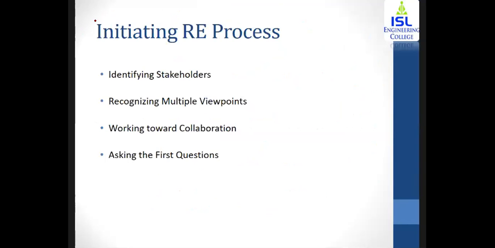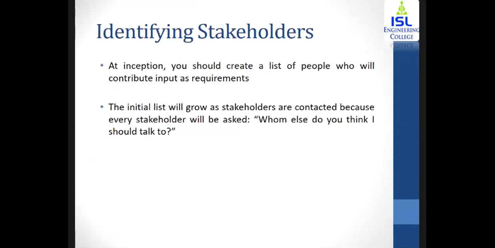Now, the first step is initiating. As I told you, this initiating requirement engineering process is also called the groundwork. Within this process, you've got 4 different tasks that need to be completed: identifying the stakeholders, recognizing multiple viewpoints, working towards collaboration, and asking the first question. We'll be looking at each of these in detail. The first one is identifying the stakeholders.